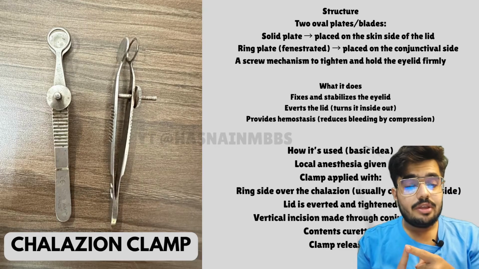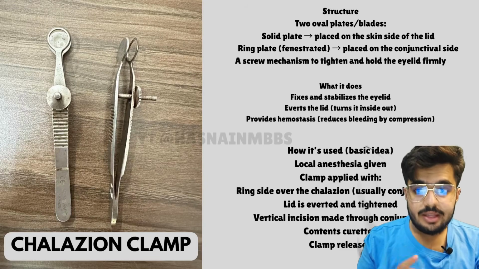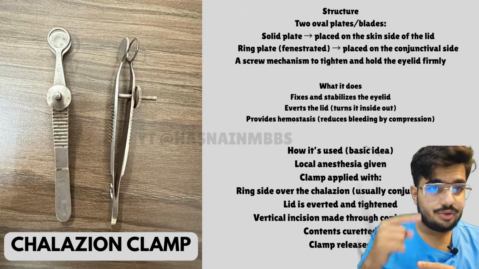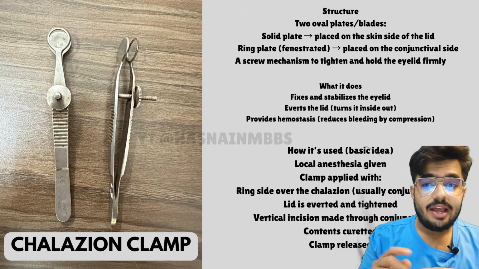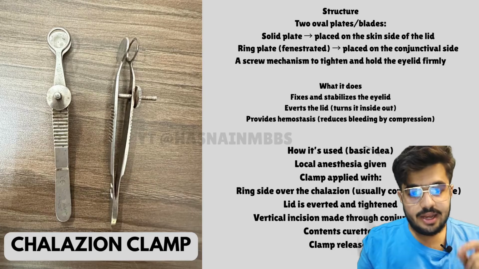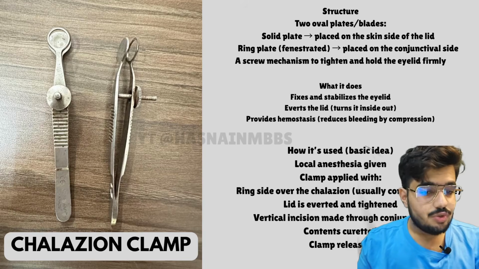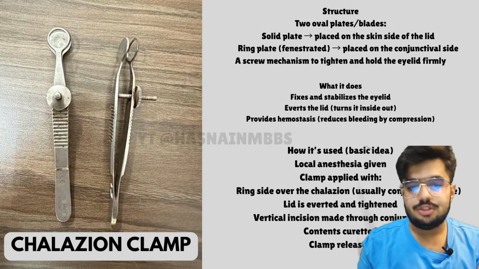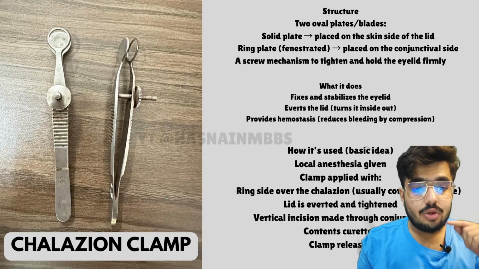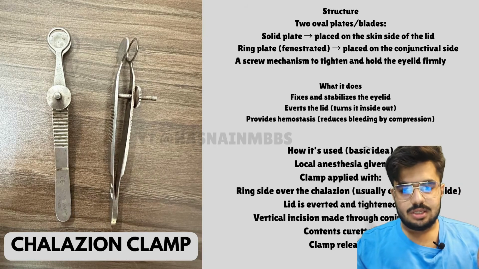How we use it, we give local anesthesia, we apply the clamp in such a way that this fenestrated or the ring portion is on the Chalazion or the conjunctival side, and the solid plate will be on the skin surface, and then we put the incision. Viva question will be asked, which kind of incision do we put? Vertical incision, never horizontal. Then we curette out the content of the Chalazion, and then the clamp is released.